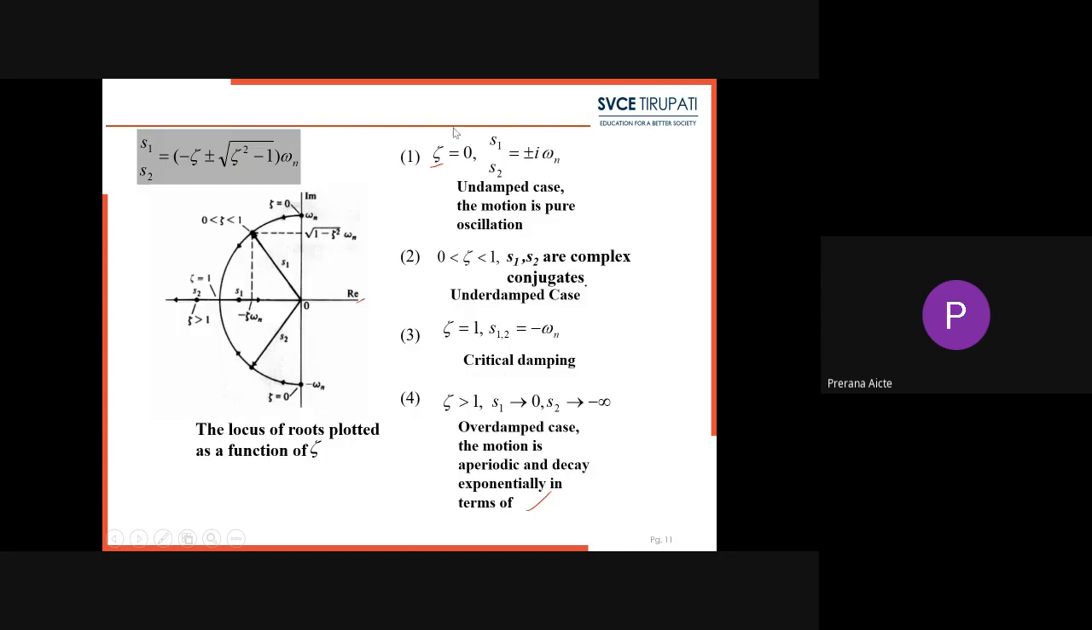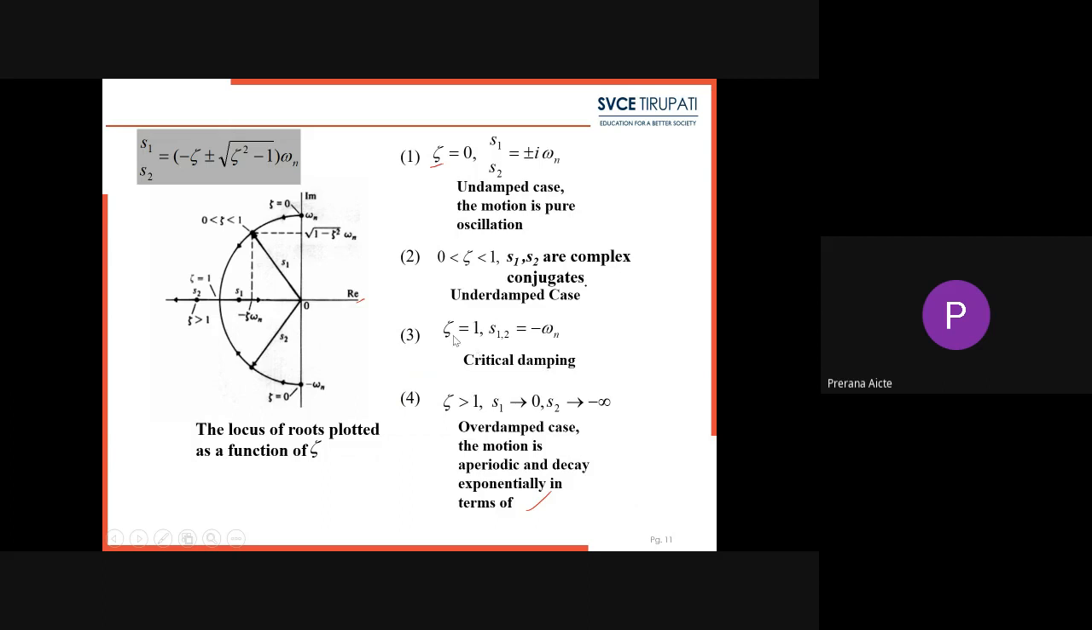And we have stated different scenarios. If epsilon is equal to 0, what is the condition? If it is in between 0 and 1, it comes under the complex conjugate, underdamped case. If the viscous damping factor is equal to 1, then it is critical damping. If the viscous damping factor is greater than 1, then it is an overdamped case. So these are the cases you have to remember.